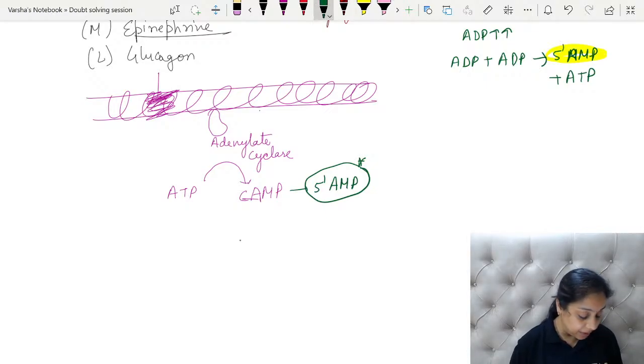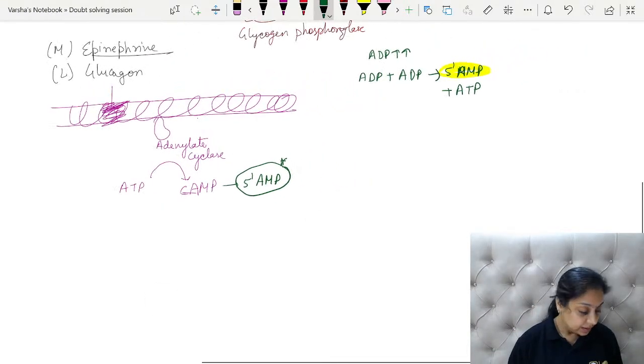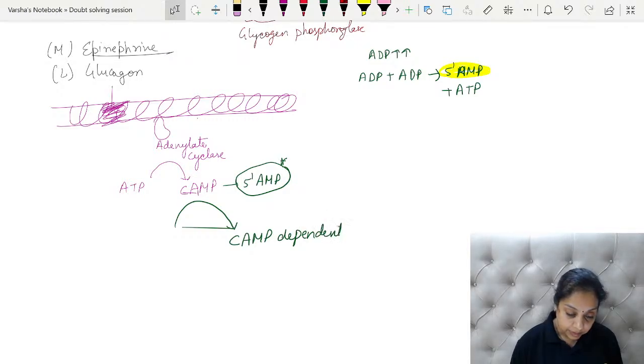Okay, now coming back to this. What is cyclic AMP going to do? Cyclic AMP is going to activate what? Anybody in the group can tell me what? It is going to activate cyclic AMP dependent protein kinase. Write PK, right?